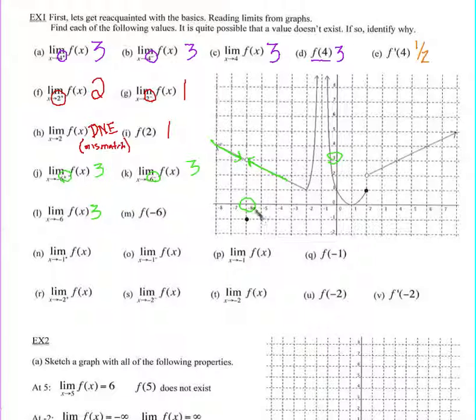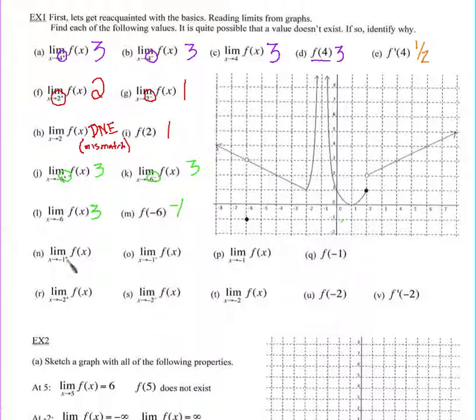But the value of the function at -6 is not 3. The value of the function at -6 is down here, and it is -1. All right, a couple more. Let's look at what's going on at negative 1. Oops. Let me erase this. So at negative 1, you can see that the function is asymptotic.